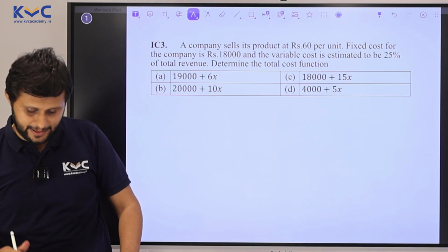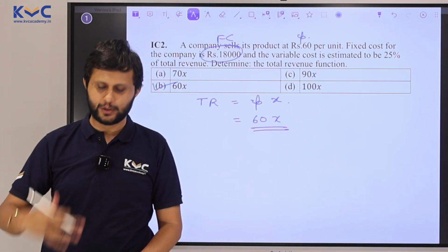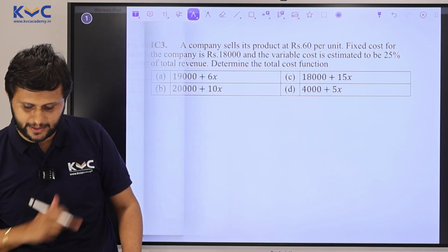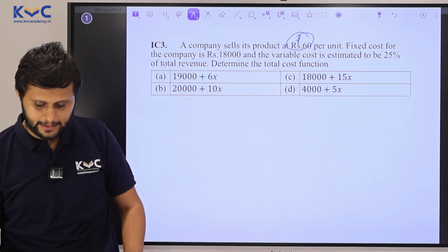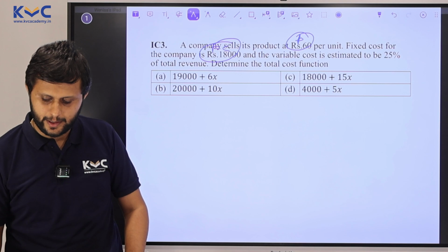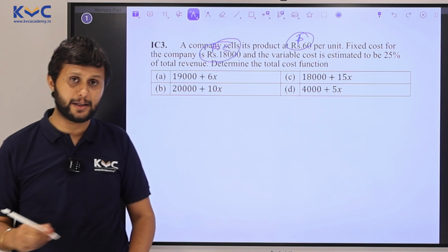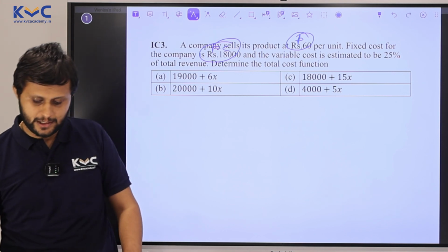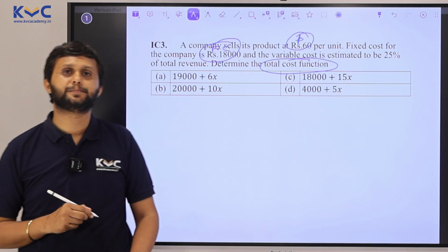The reason why it was simple is there is a common data given for all these questions. Question number 2, because if you see, it's the same question. This is the price. This is the fixed cost. Variable cost is 25% of revenue that they are saying. Now what is asked? Total cost function.